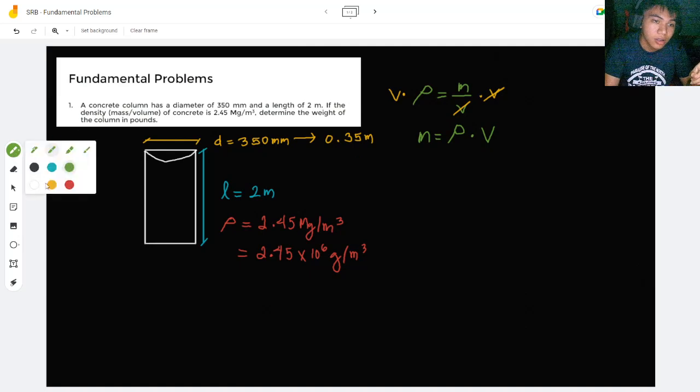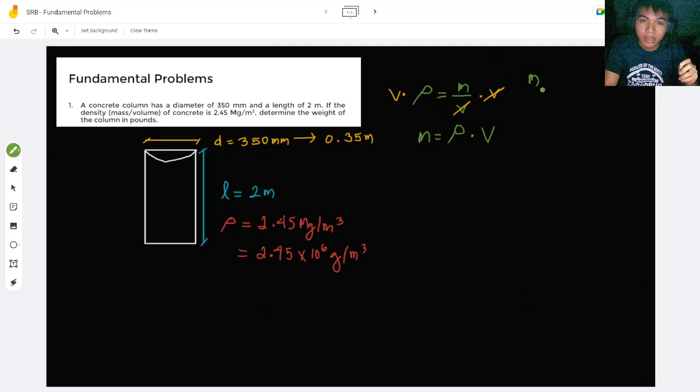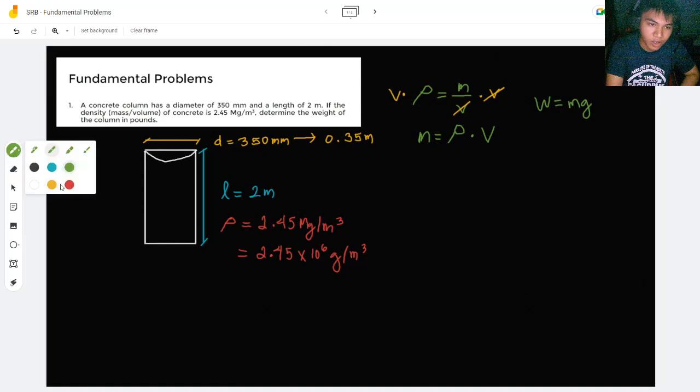And from the mass we can get the weight. If we're given the mass, we can compute for the weight given the formula: weight is equal to mass times the gravitational constant. So that is basically the analysis of what we're trying to do in this problem. Let's keep these here for now, and we'll be trying to solve for these.